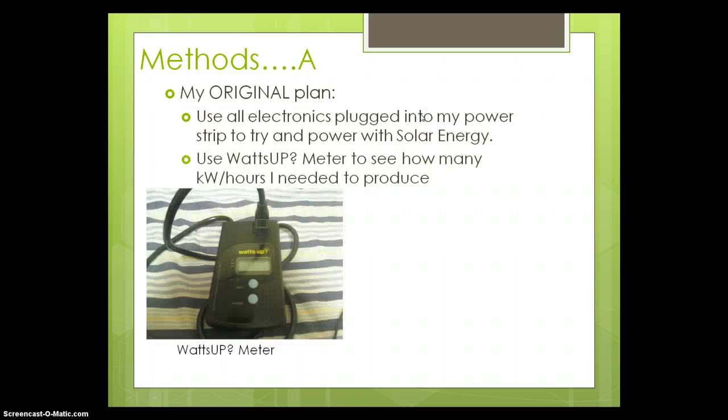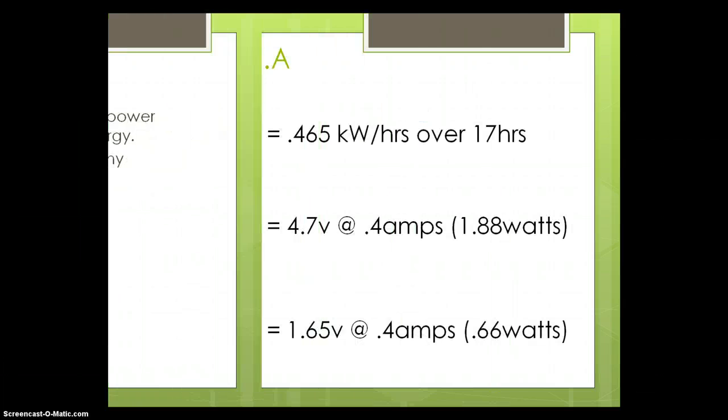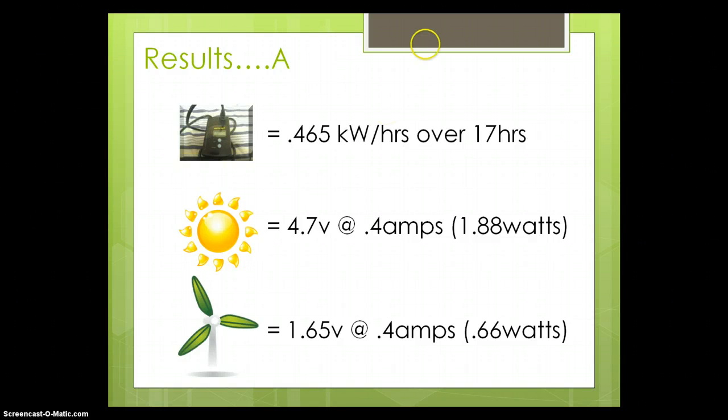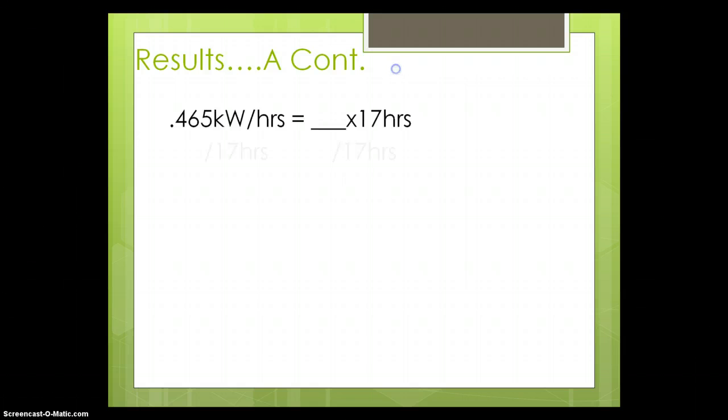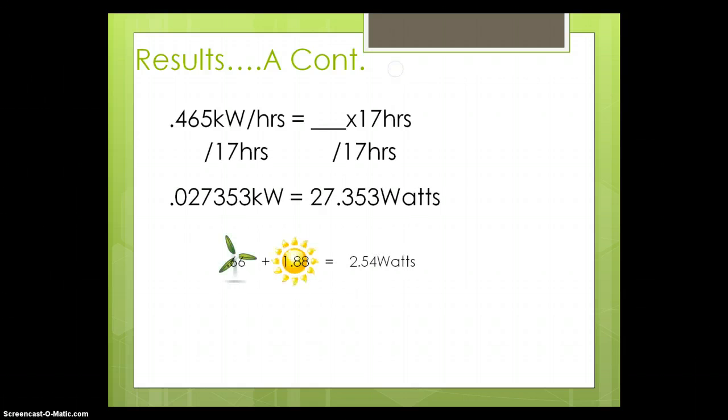So first he used a meter to figure out how much energy he needed. And then, up top here we have his energy consumption, and then the solar energy produced and the wind energy produced. And he walks us through his math and shows that in fact he needed 27 watts of electricity, he could only produce 2.5. And this was a big failure.